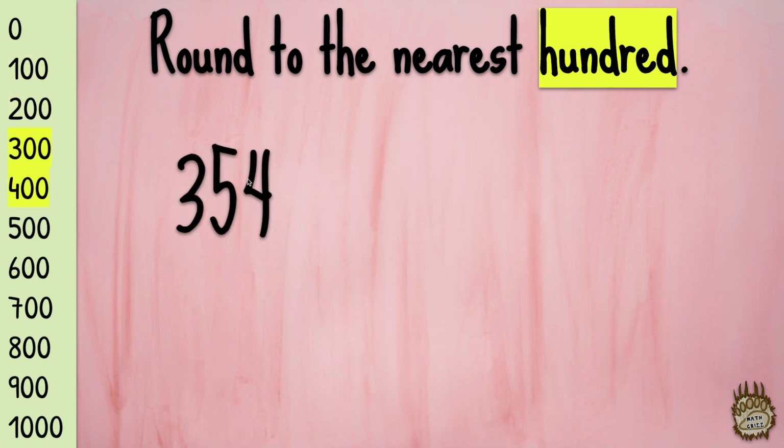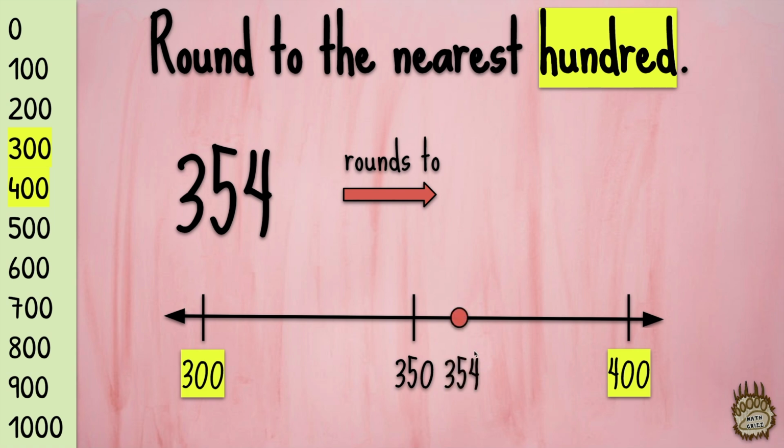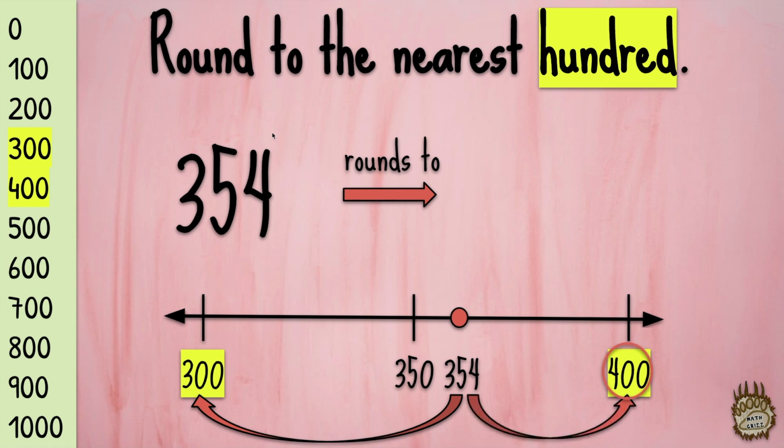354. 354 falls between 300 and 400, somewhere in between here. So let's make our number line. 300 on one side, 400 on the other. Halfway is 350. So let's think. 354 is going to be a little after 350 because of the 4 in the ones place. So is 354 closer to 300 or 400? It's closer to 400. So we know 354 rounded to the nearest hundred is 400. 400 is the closest hundred to it.